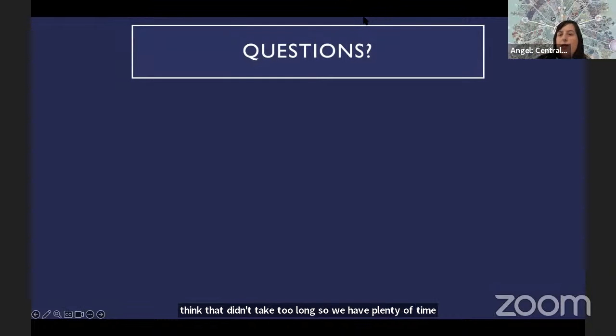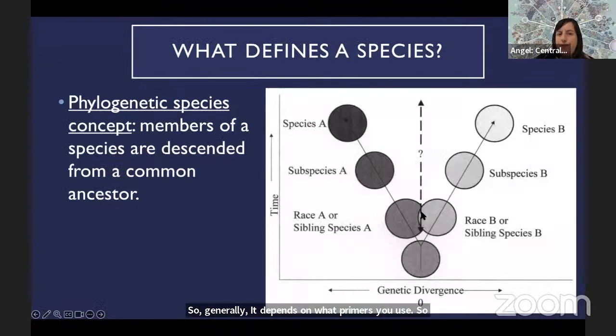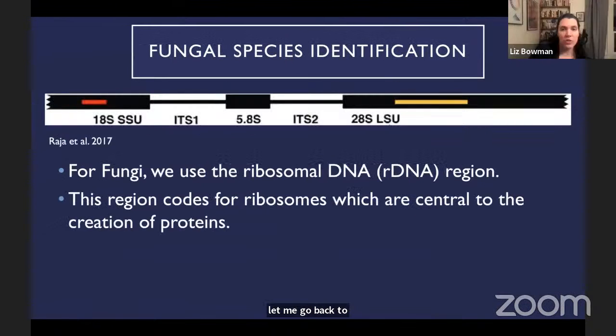Yeah, so Lisa White did have a question about how long the amplicon is that is sequenced for fungi. Generally, it depends on what primers you use. So let me go back to the picture of this region. Okay, so you can design different primers.